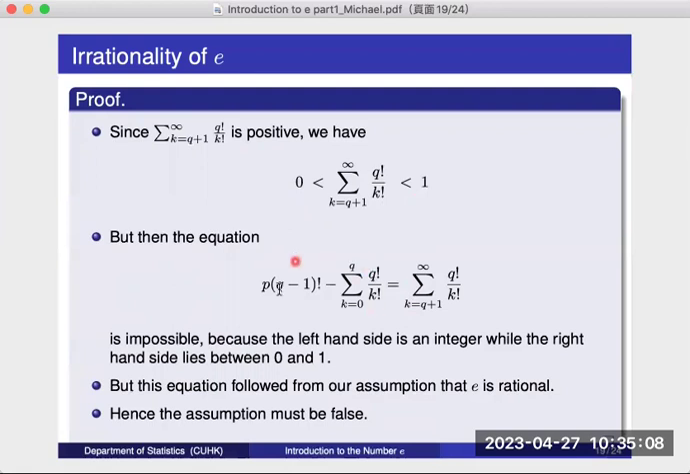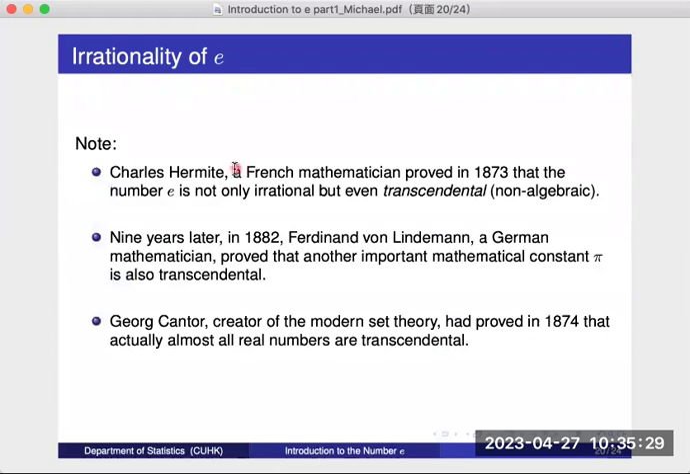Therefore, the left-hand side of the equation is an integer, while the right-hand side is between 0 and 1, making the equation impossible. But this equation followed from our assumption that e is rational. Hence, the assumption must be false. Therefore, e is irrational.